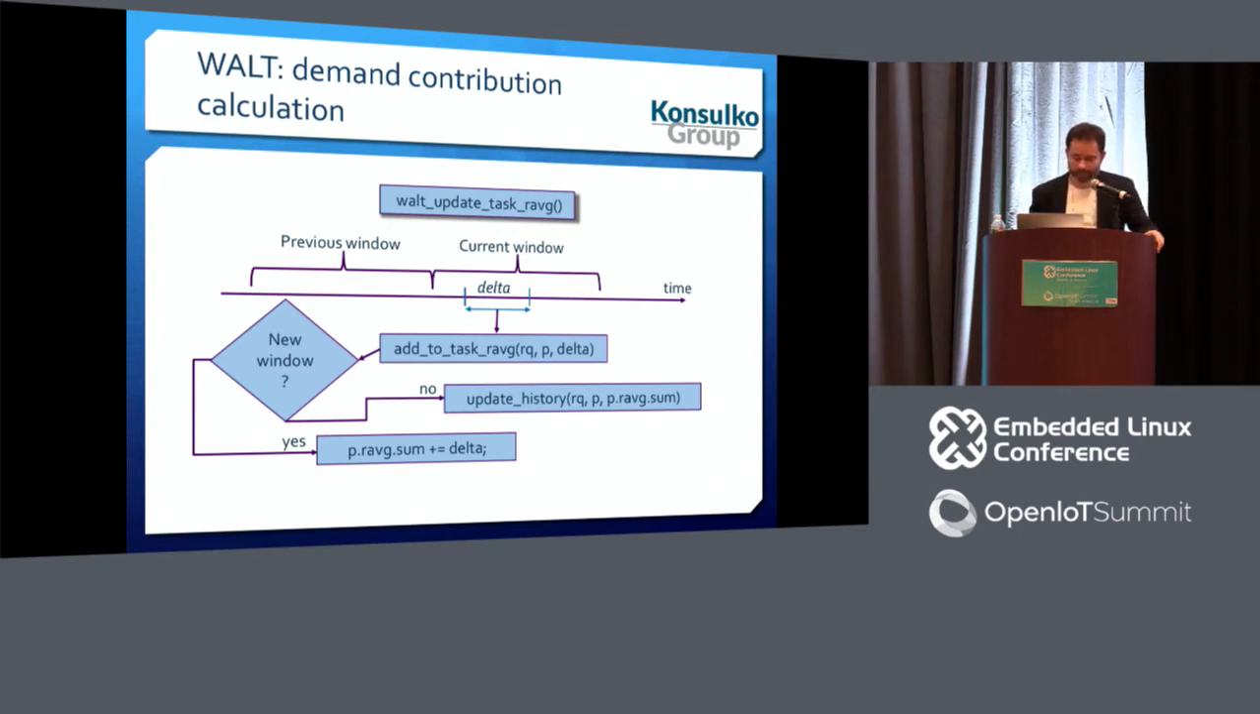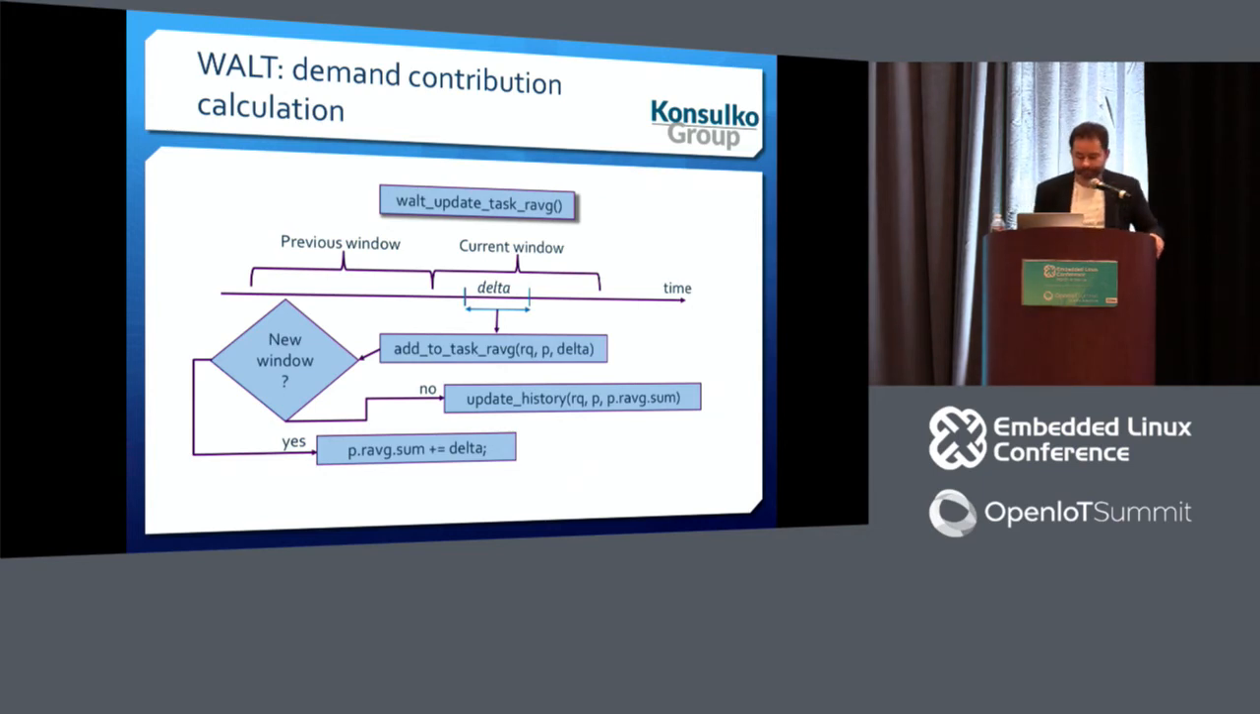So if we are in the new window, then we update the history. I think the no and yes here are mixed up. Sorry about that. But at least we can verify it now. So if this is a new window, then we update history, we drop the last sample, we move all the other samples by one, and then we get the new sample with the update history function.